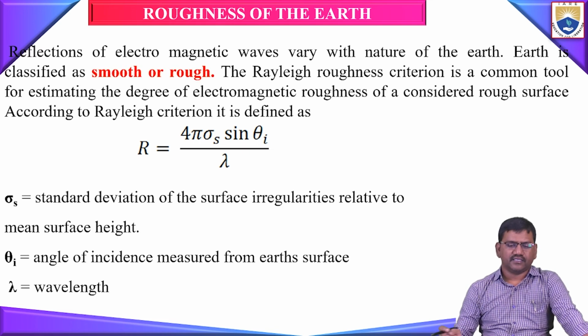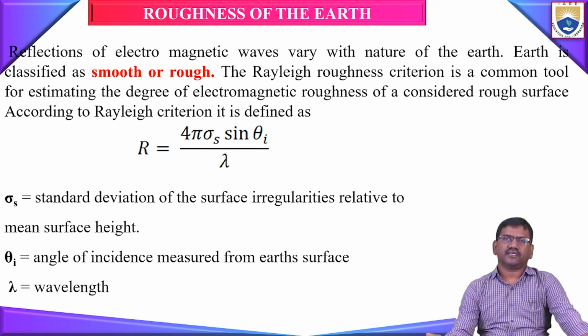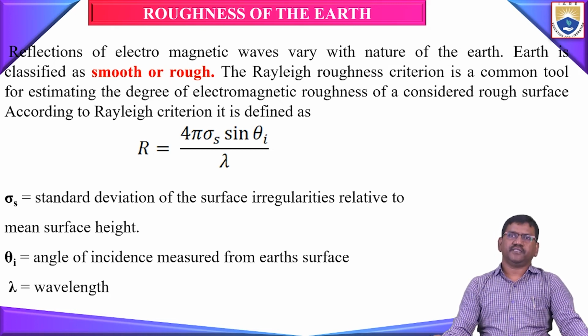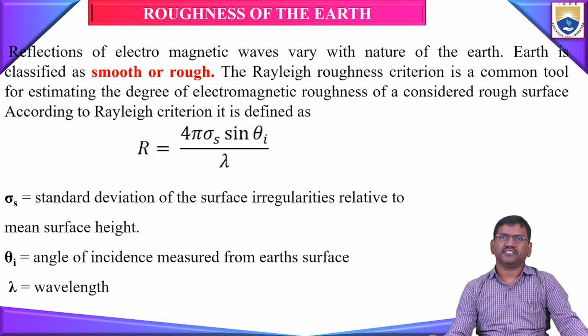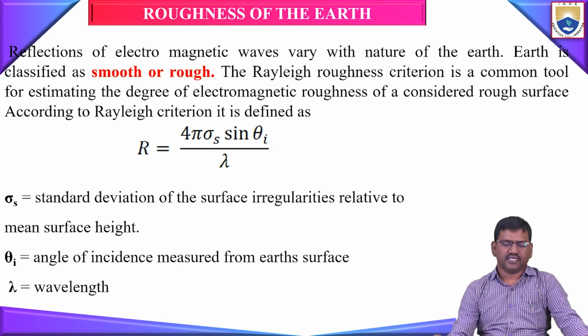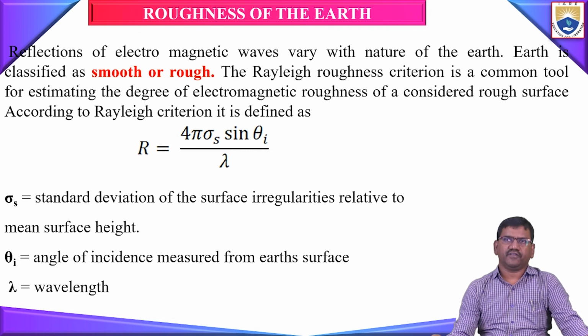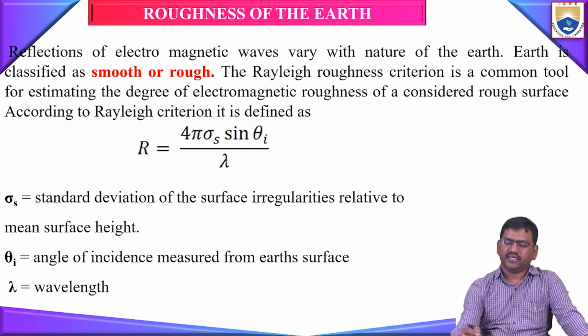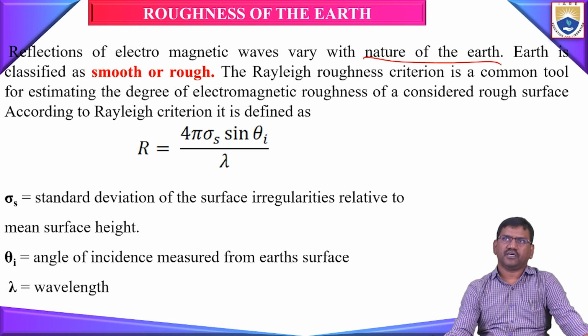The roughness of the earth. As we have seen in ground wave propagation, the electromagnetic signal transmitted between the transmitting antenna and receiving antenna depends upon the frequency, the dielectric constant, and the conductivity of the earth. All these three parameters depend upon the roughness of the earth, whether the earth is rough or smooth. The reflections of electromagnetic waves vary with the nature of the earth, so the earth is classified as smooth or rough.